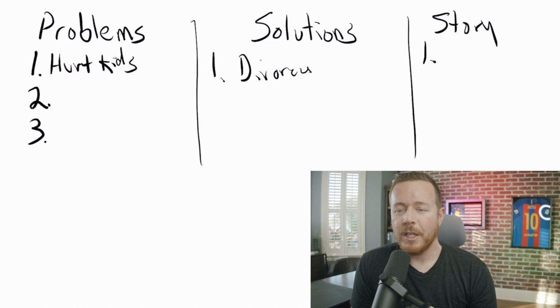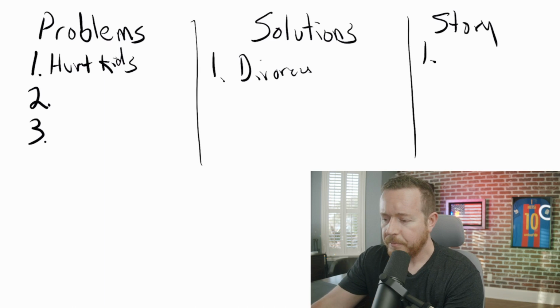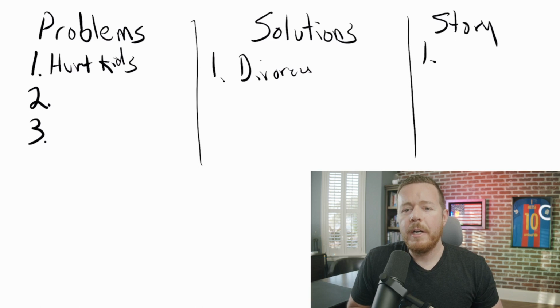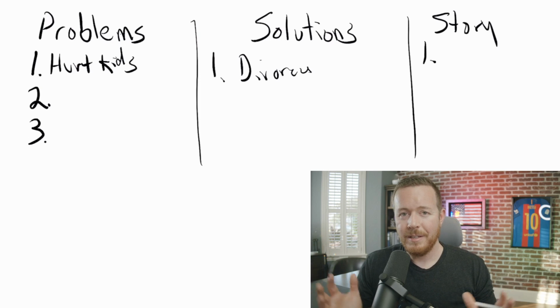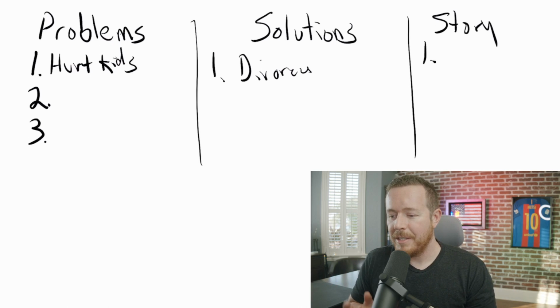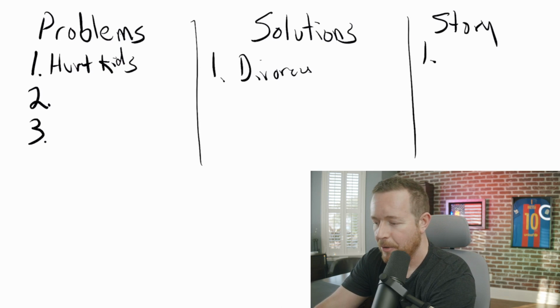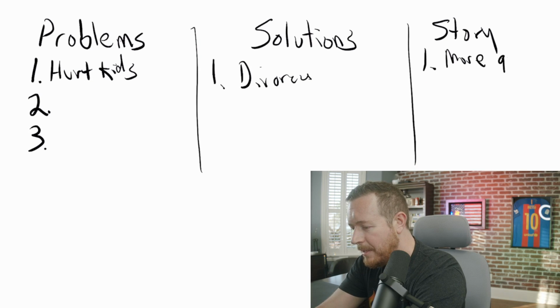Let's say you have a client, or maybe a hypothetical client, but a story about how you had a client and they were worried about hurting their kids in the divorce. But once they actually got divorced, their kids ended up getting more quality time with each parent. The kids were actually happier. They started doing better in school because they weren't in an environment that's always tense. Kids can sense all that type of stuff. So you want to tell a story that actually illustrates that solution. You can say it was a specific client of yours. So the story would be the more quality time story.